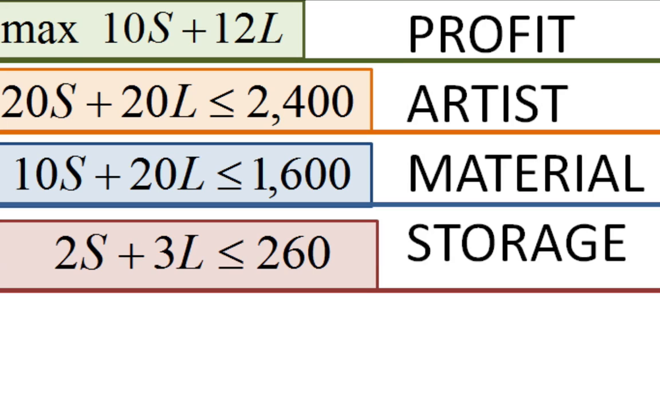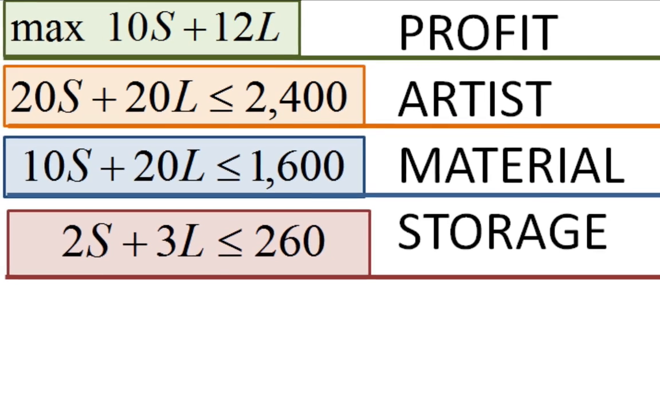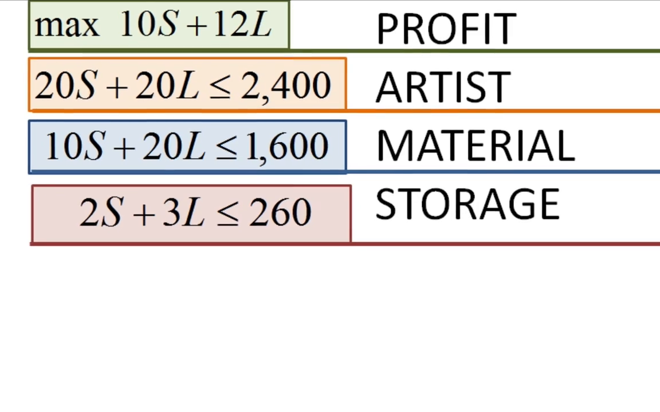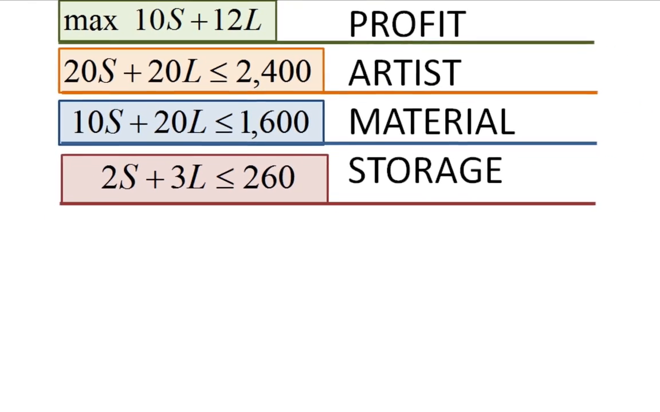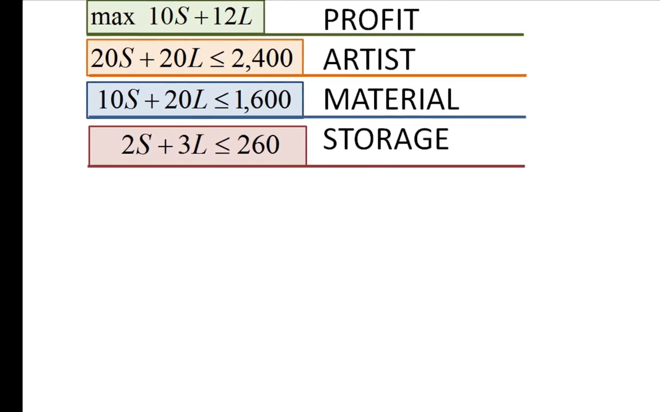10s plus 12l was the objective function to be maximized, subject to the constraint 20s plus 20l less than or equal to 2400, 10s plus 20l less than or equal to 1600, and 2s plus 3l less than or equal to 260. In addition, we had the non-negativity constraints, of course, since we cannot produce negative amounts of vases.